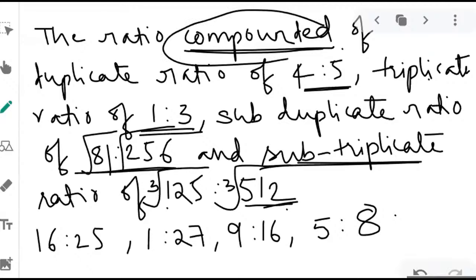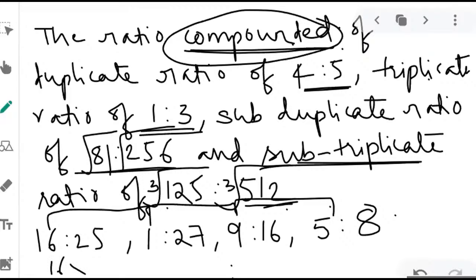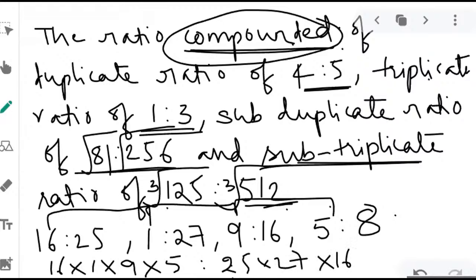All right. He's asking the compounded ratio. Compounded ratio means, okay, this is something that I was telling in last class. Multiplication of all the first parts is to multiplication of all the second parts. So 16 into 1 into 9 into 5 is to 25 into 27 into 16 into 8.